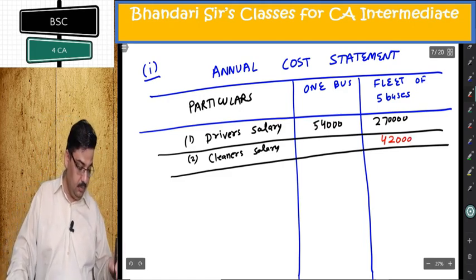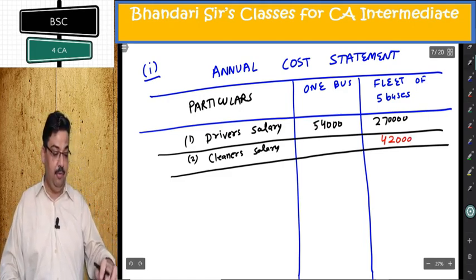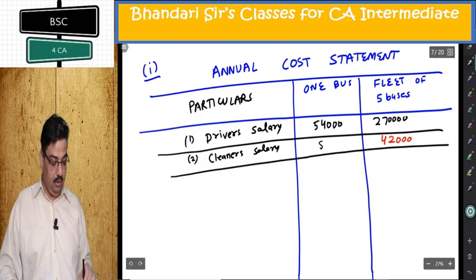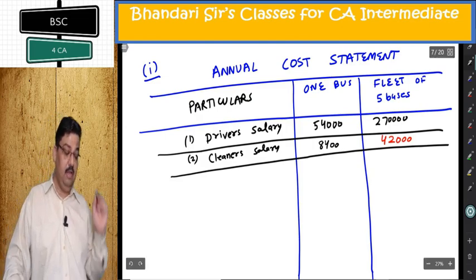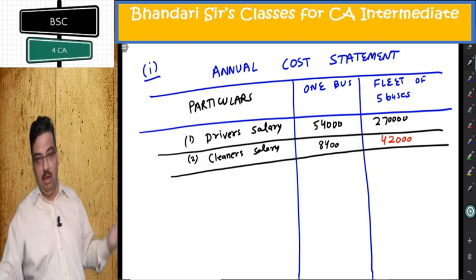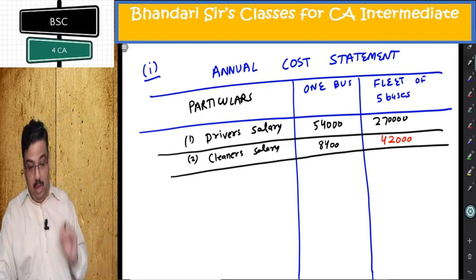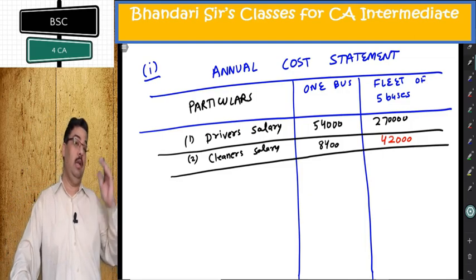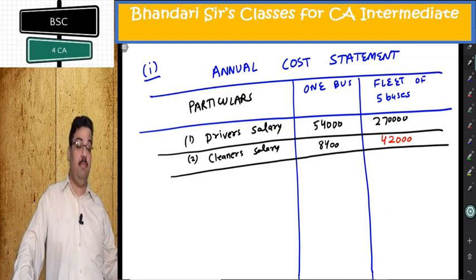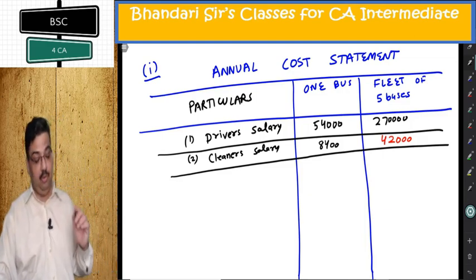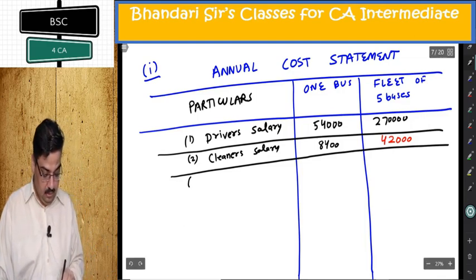Important. I need to divide by 5 to get per bus, 8,400. This is important when you write in the fleet column and when you write in the per bus column. This is one cleaner for all 5 buses. I wrote in the total column of 5 buses, and then divide by 5 to get per bus cost.